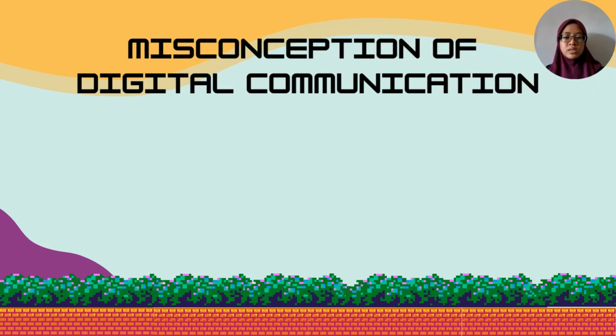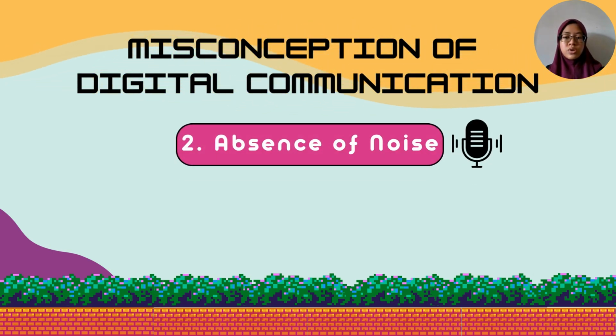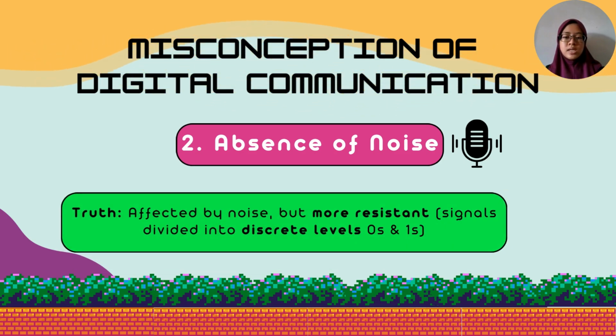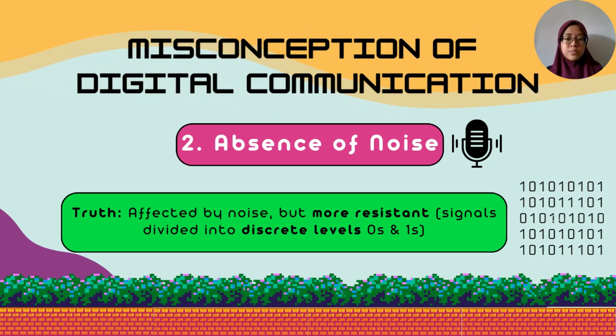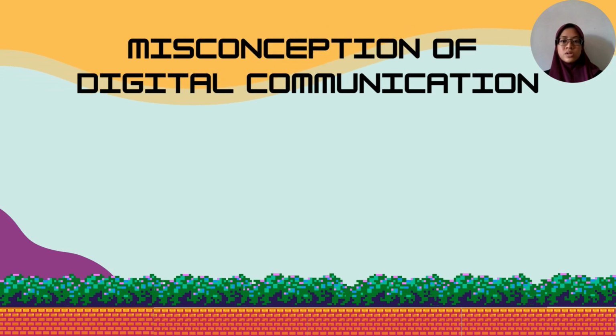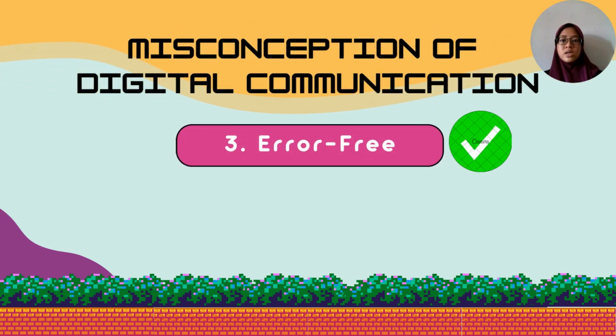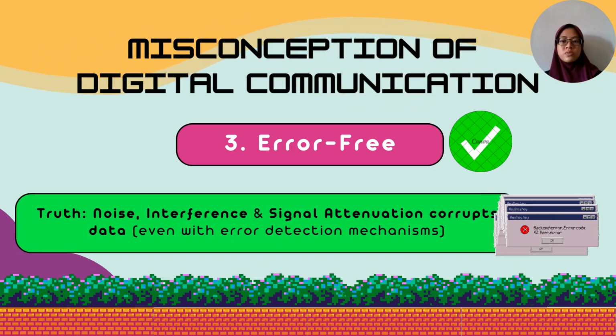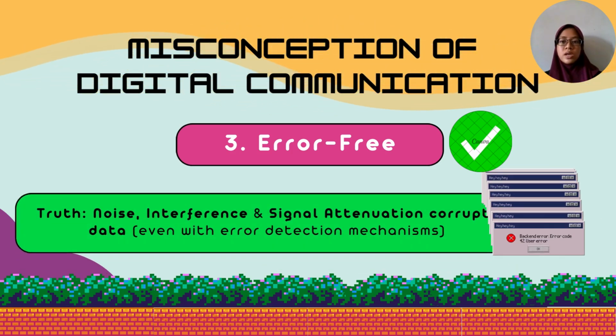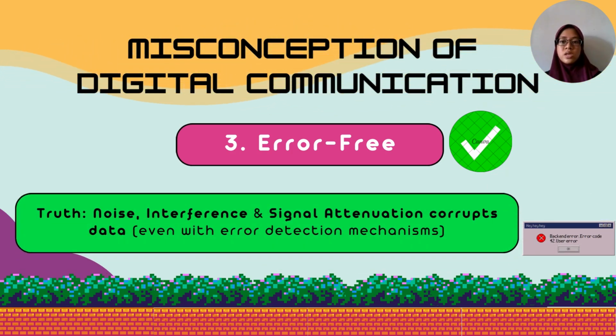Next, people also think that digital communication has no noise. The truth is, digital signals are affected by noise. It is just that they are resistant to it, as information is encoded in discrete levels, zeros and ones. The next misconception is that digital communication does not have any errors. This is not true, as noise, interference, and signal attenuation can corrupt data during transmission, even though digital communication systems have error detection mechanisms.